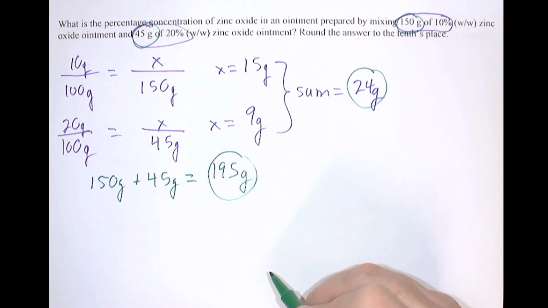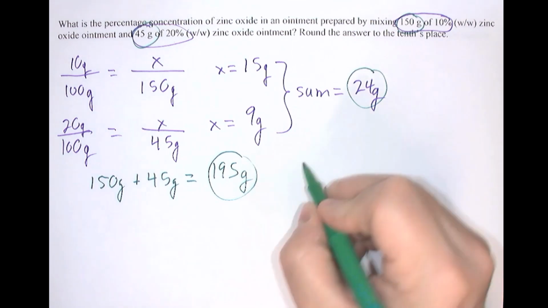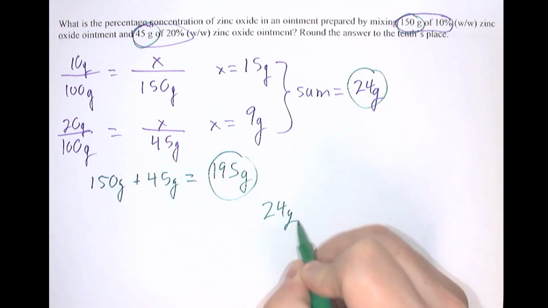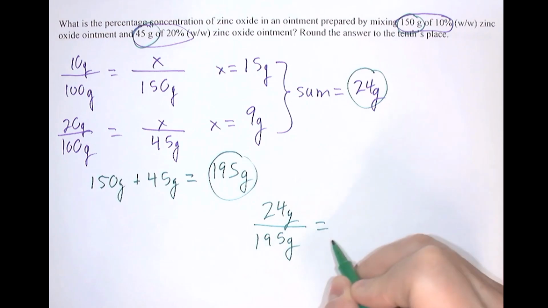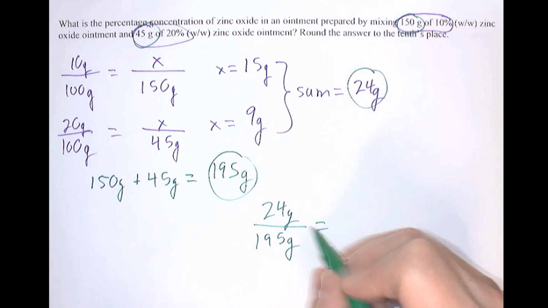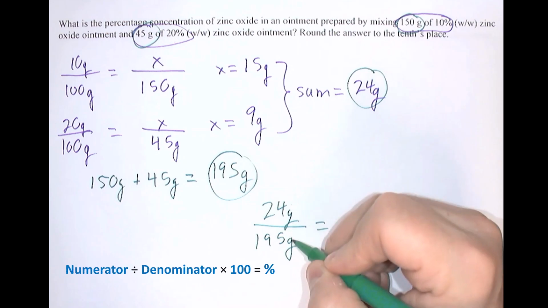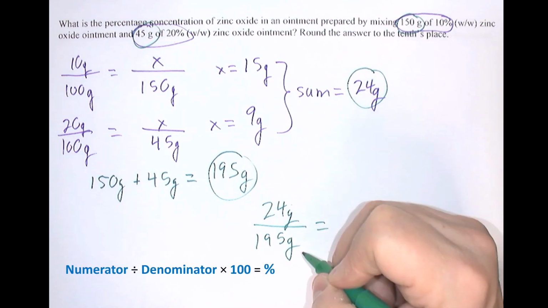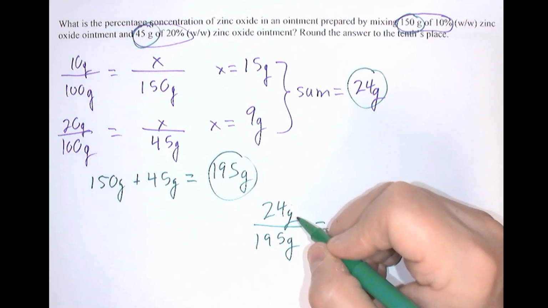So to find the percent concentration in the final product, we'll just take 24 grams, divide that by the 195 grams. And at this point, you're just going to convert your fraction to a percentage. We could set up a proportion where we say equals x over 100. But the fastest thing to do is just remember, you can go numerator, divide by denominator, times 100 to convert your fraction to a percentage. One reason we can do this is the units are what we need here. Weight to weight concentration is always grams over grams.